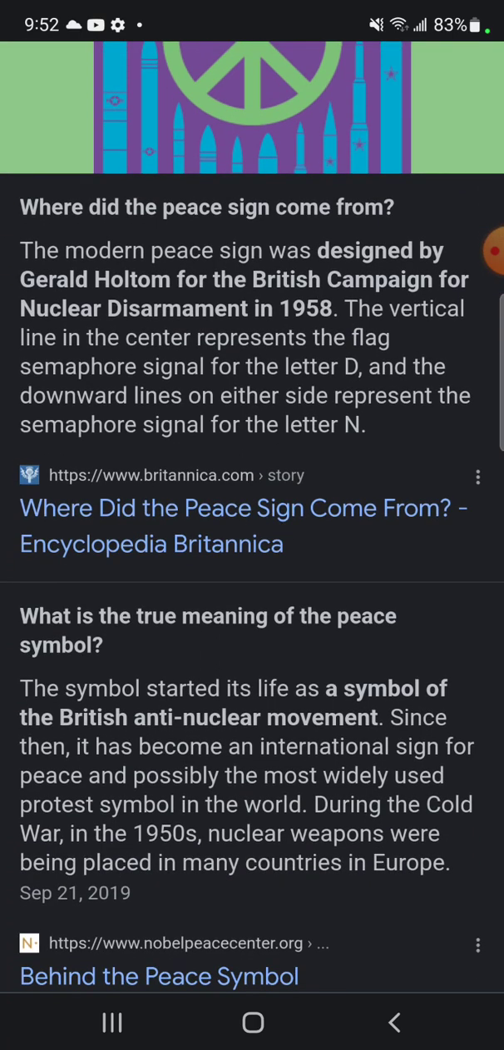It says, what is the true meaning of the peace symbol? The symbol started its life as a symbol of the British anti-nuclear movement. Since then, it has become an international sign for peace and possibly the most widely used protest symbol in the world. During the Cold War in the 1950s, nuclear weapons were being placed in many countries in Europe. Well, now we're in 2022, going on 2023, if you will.